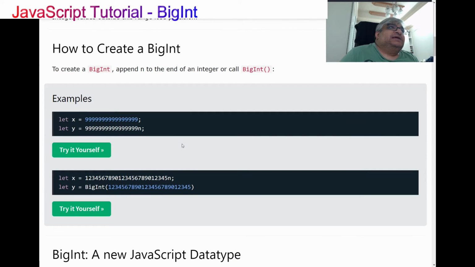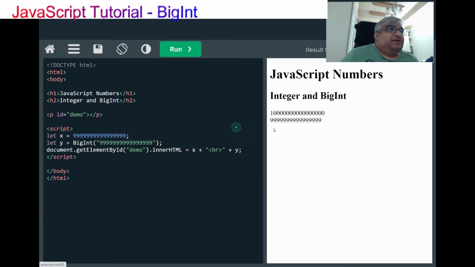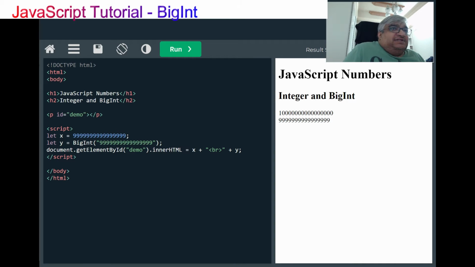Now the next question is, how are you going to create a BigInt? How do you define a BigInt so that it looks different from a normal number? To create a BigInt, append the letter n to the end of an integer or call BigInt. Let's look at this example. First is my integer number 999. These are more than 15 digits, so that's why it's not being properly displayed here.